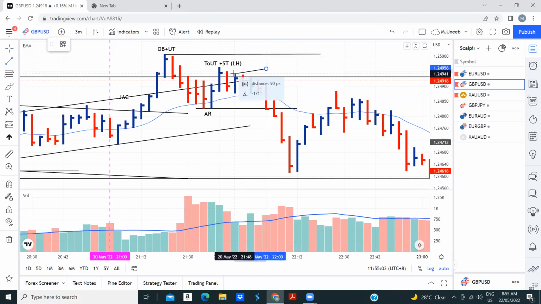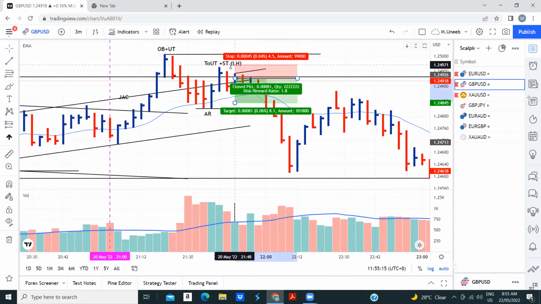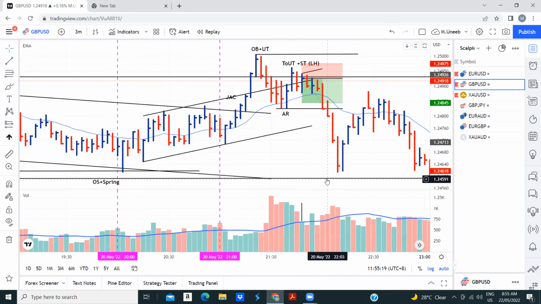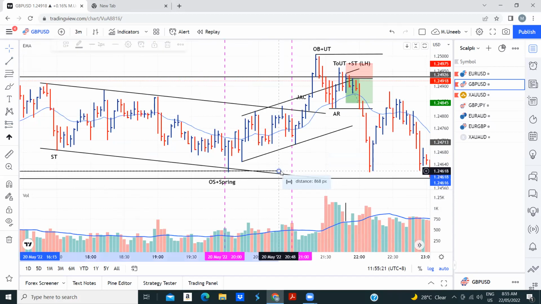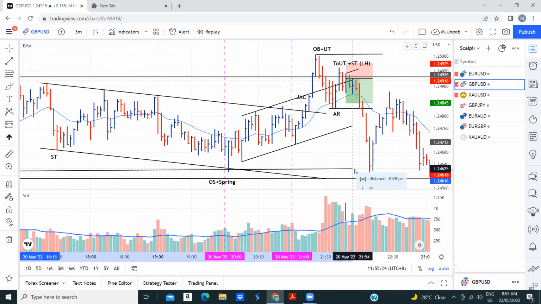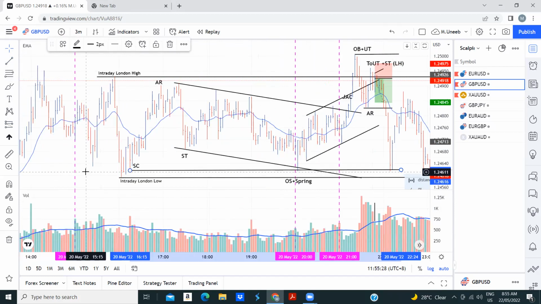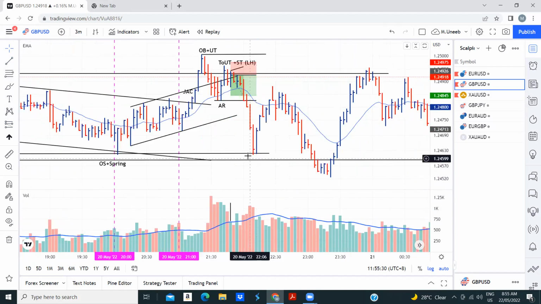And now afterwards, what do you see here? You see this part here? No demand. So we can enter a position right over here. Stop loss at the last high. Target the intraday low, this last one. This is a major point here. This is the first point, this is the second point.